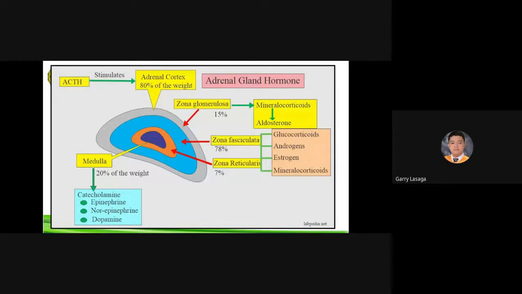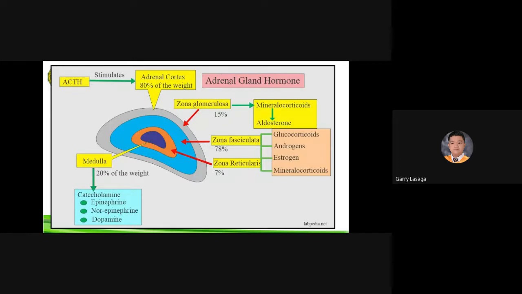Estrogen and androgen. So these are the important hormones that are produced by the adrenal glands. Now these are also known as corticosteroids or adrenal steroids.